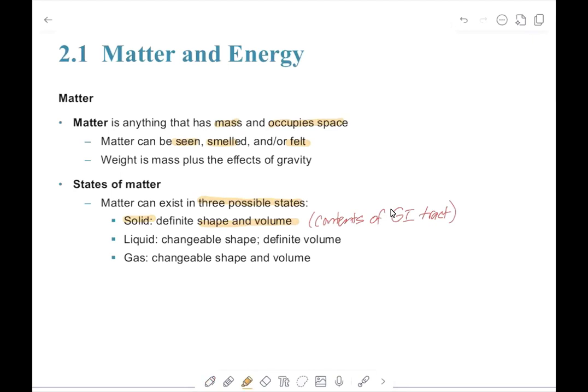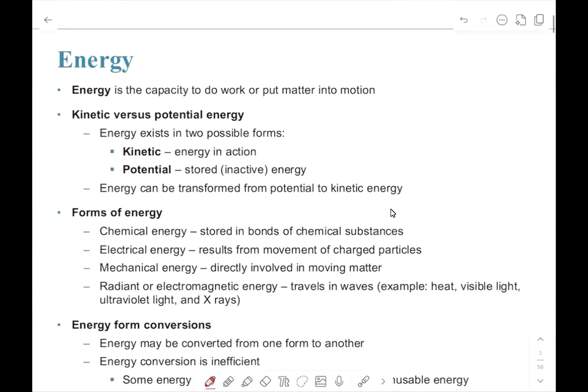Another form of matter would be liquid, which has a changeable shape and definite volume. So, this would be something like the blood plasma. And there's then, of course, gas, which is going to change to the shape and volume. So it will spread out or diffuse. This would be things like oxygen and carbon dioxide, which does travel in the blood plasma, but then once we exhale it, it's in gaseous form in the form of carbon dioxide.